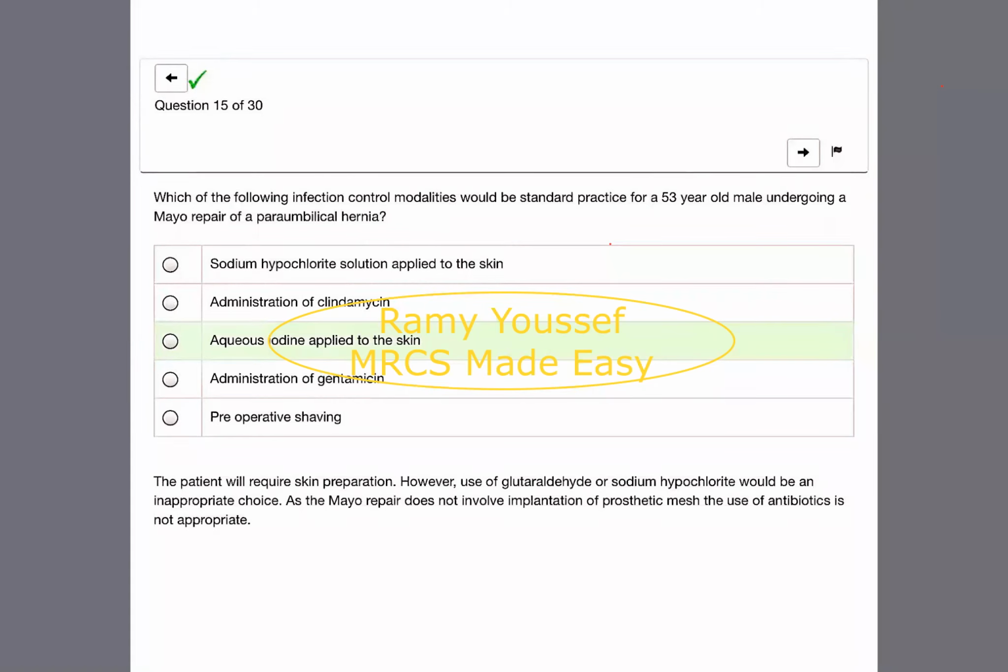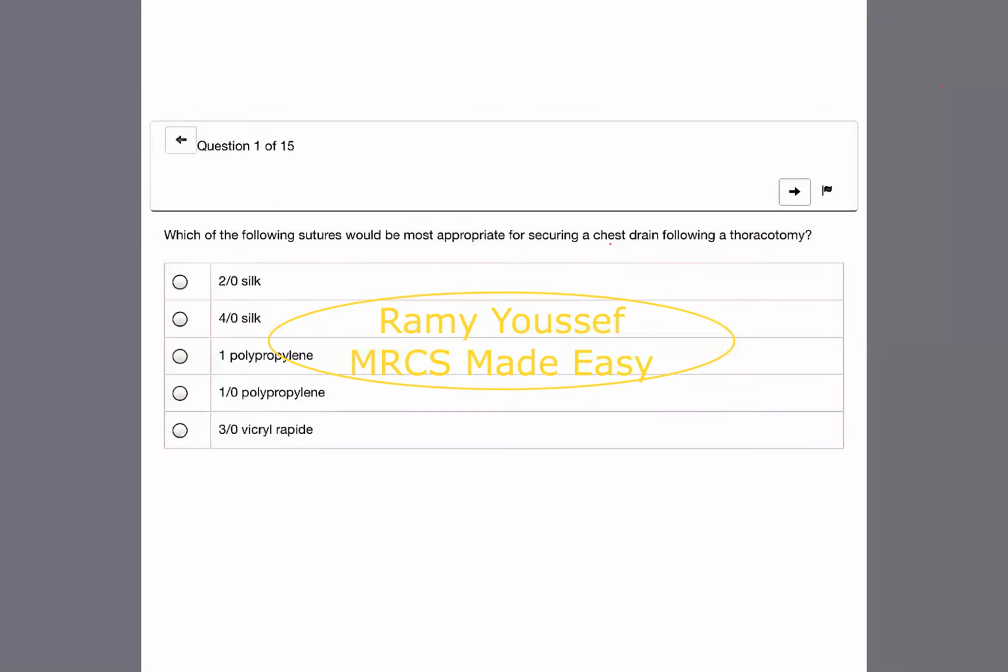But if he says hernioplasty, you have to give a prophylactic antibiotic. You have to know. That's why I'm asking. Because Mayo repair is a herniorrhaphy, no mesh. Herniorrhaphy without mesh application, no need for antibiotic. That's what I'm asking about. Okay, next question.